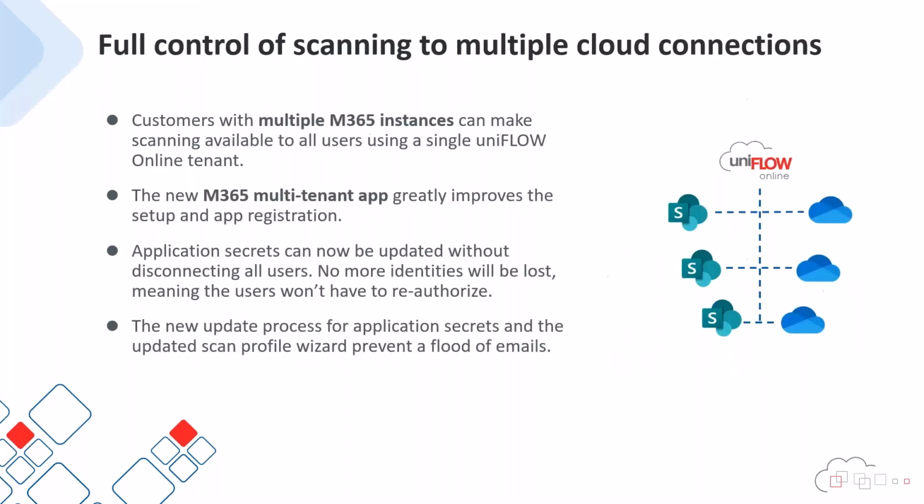Now, many organizations operate more than one Microsoft 365 environment after maybe some acquisition, mergers, or restructuring. uniFLOW Online now connects multiple Microsoft 365 instances to a single tenant, and the multi-tenant app helps streamline the actual registration for the users. Refreshing application secrets no longer forces reauthorization, which was a bit of a problem for many users. So users can now keep working uninterrupted because this is no longer a requirement.